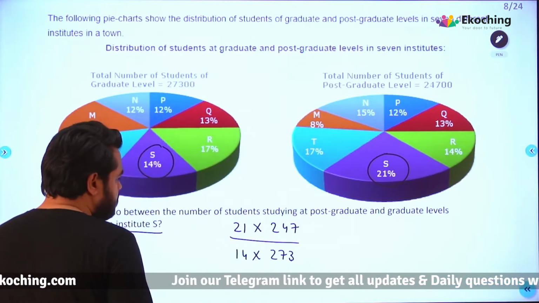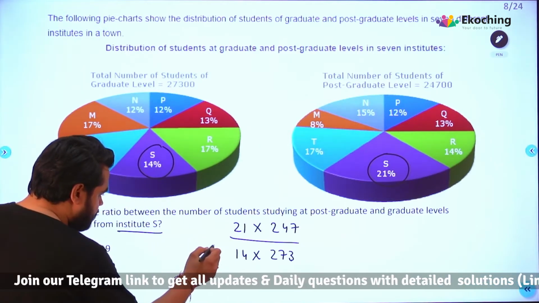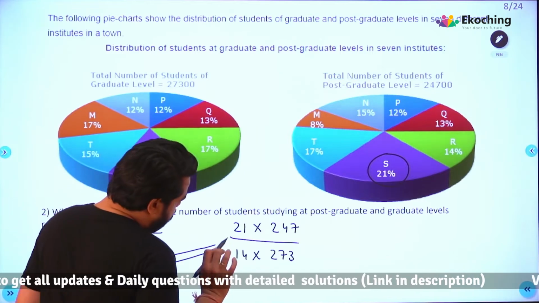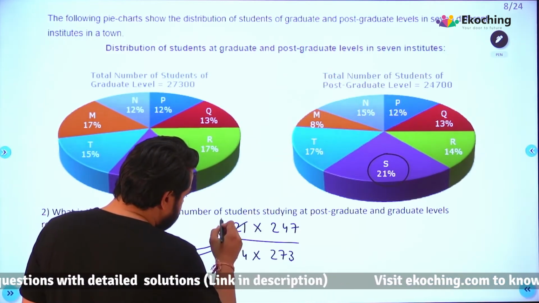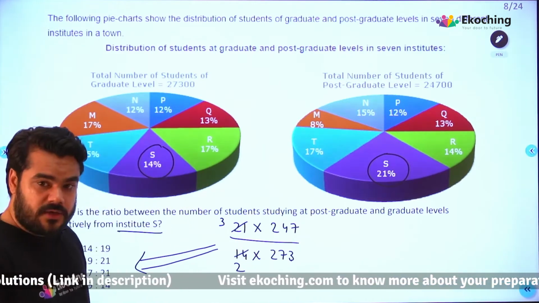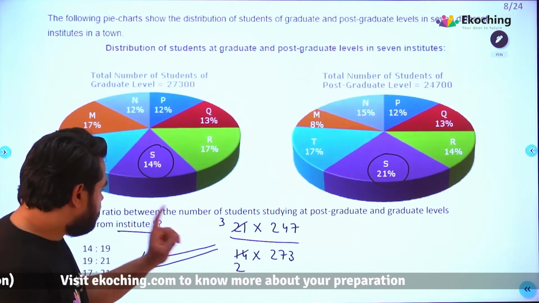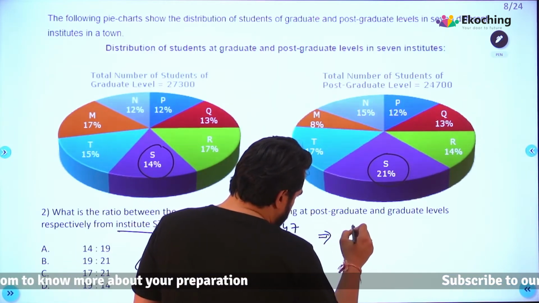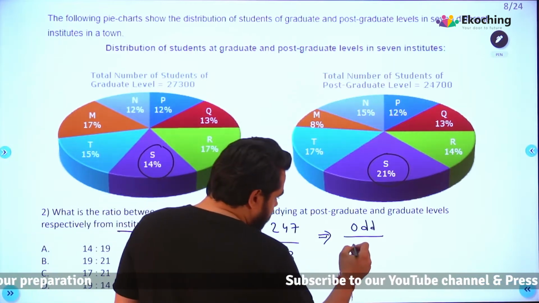Okay, let's think about this. So I have to reduce this, and the answer is one of these, right? Okay, what can we easily understand? What can we easily reduce? So we know that this is 7 into 3. We know that this is 7 into 2. Okay? So one thing we can definitely conclude from this is the numerator is odd, the denominator is even for sure.